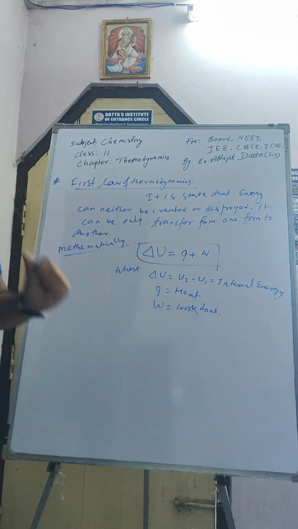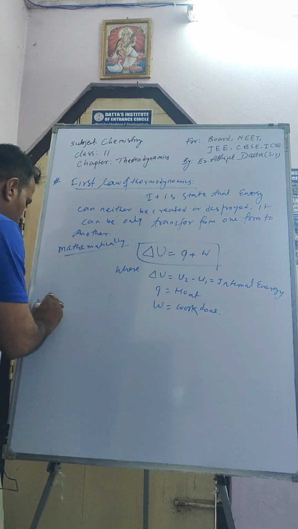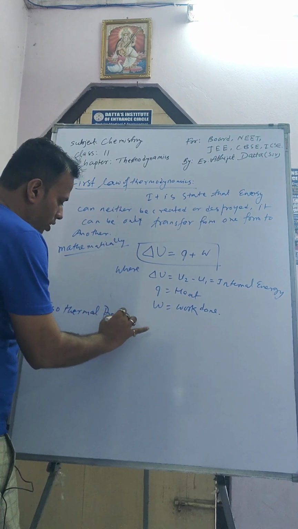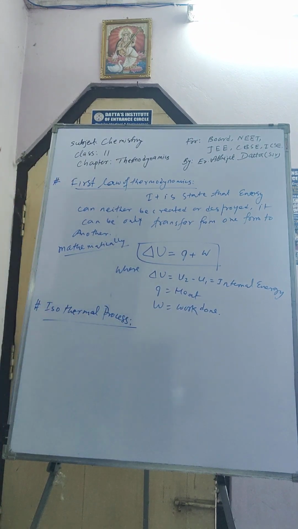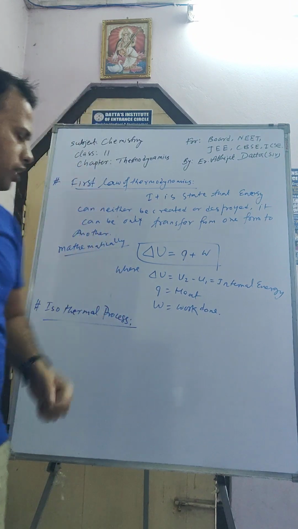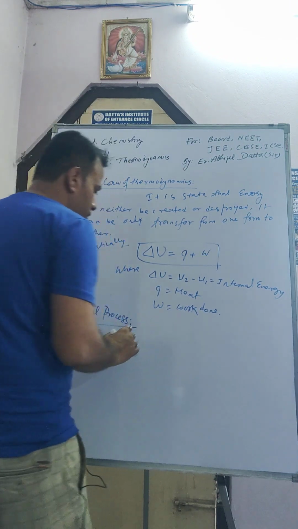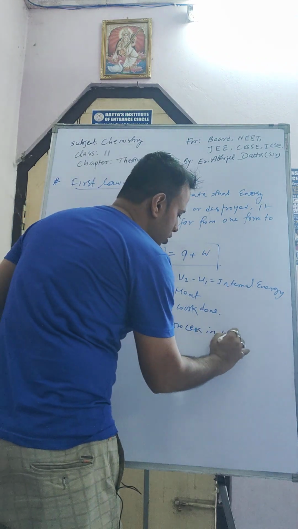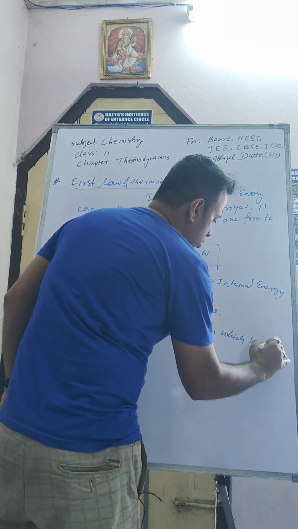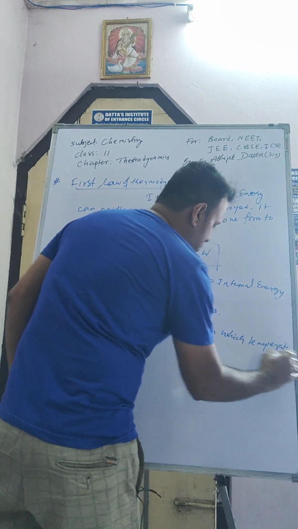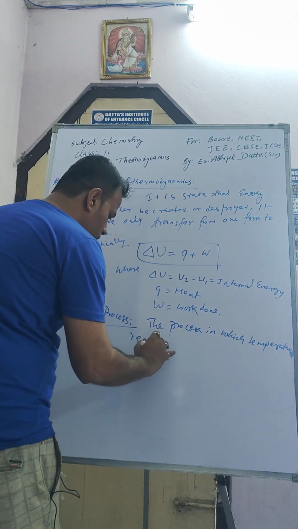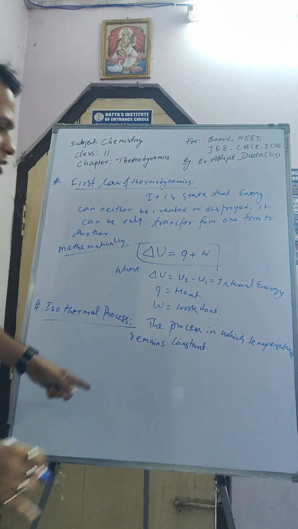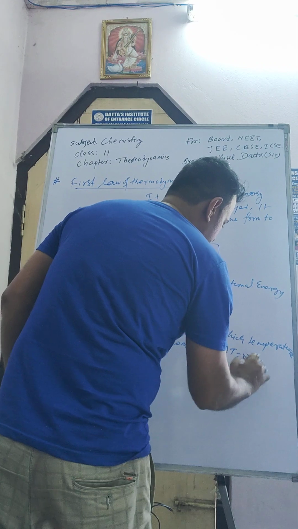Okay, so now we will discuss the isothermal process. So what is it actually, sir? There are so many processes in thermodynamics, so one is the isothermal process. In the isothermal process, the process in which temperature remains constant, so del T will be 0 here.